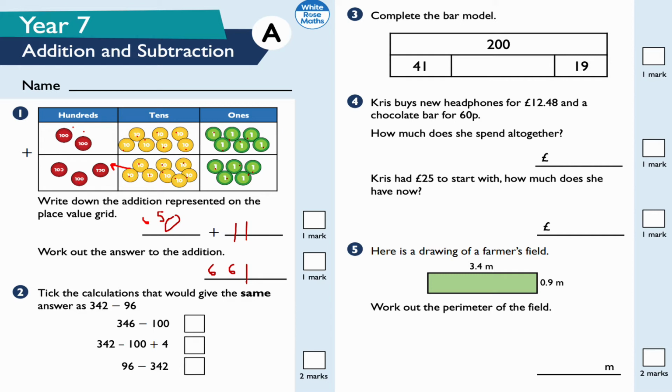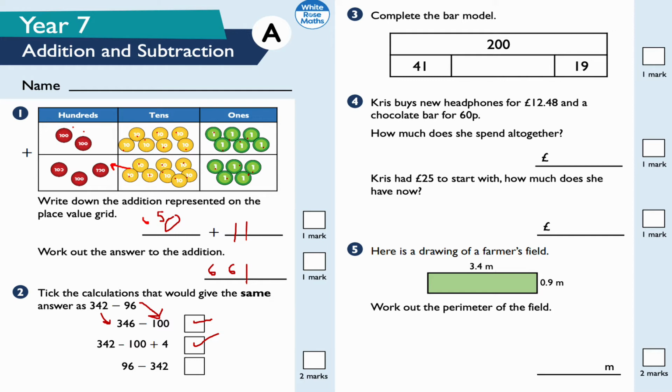Take the calculations that would give the same answer to 342 minus 96. So this one would, because I've added 4 here, so I've got to take off 4 to balance the same sum. This is also correct because minus 100 plus 4 is equal to minus 96. This one isn't, the reverse subtraction, so subtraction isn't actually commutative, so I can't just swap the numbers around. This would actually give me a negative answer, whereas this would still give me a positive answer.